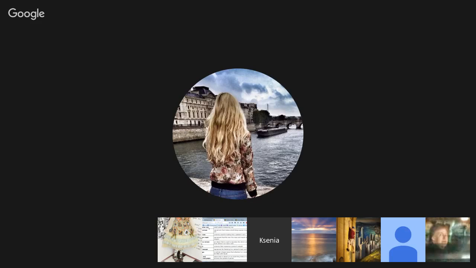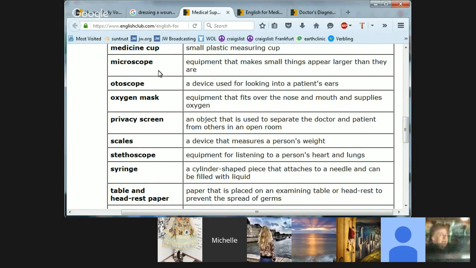Okay, and Ksenia, can I ask you to read the next two? Medicine cup: small plastic measuring cup. Microscope: equipment that makes small things appear larger than they are. Okay, very nice. Good job.